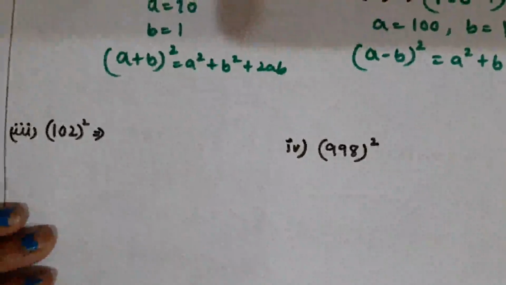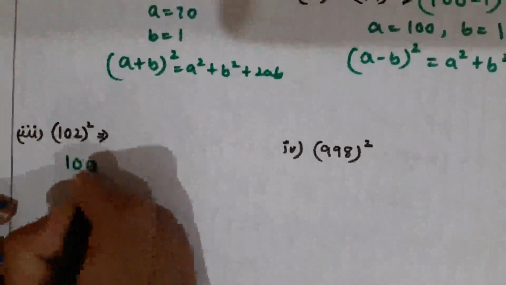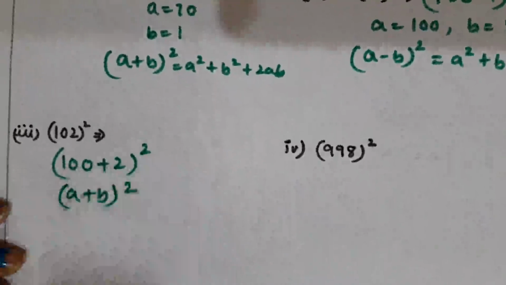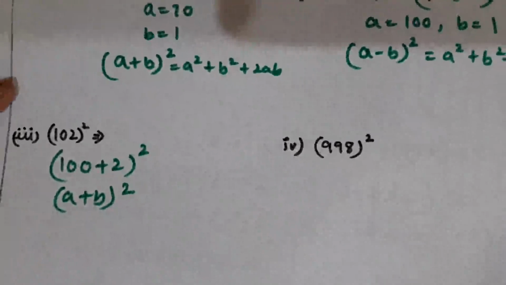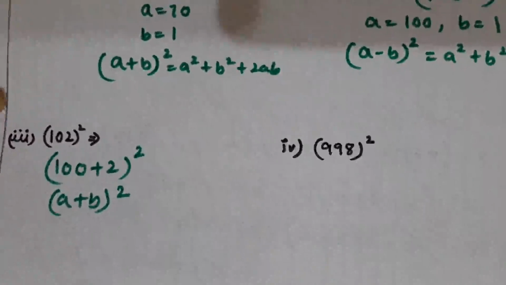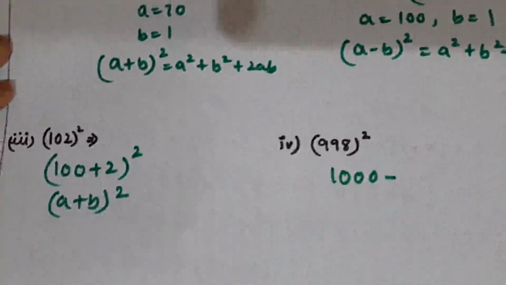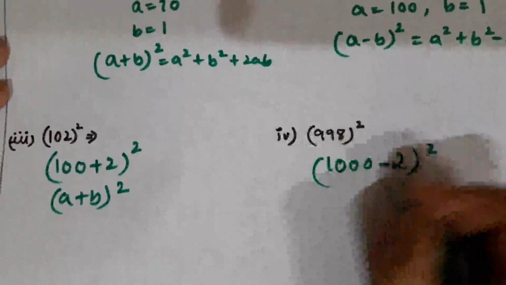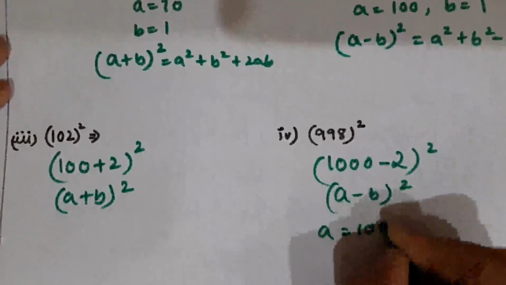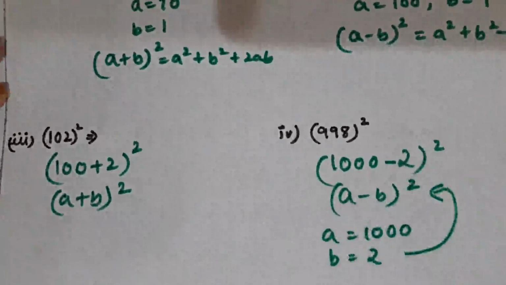Now 102, how can you write 102? You can write (100 plus 2) whole square. Use (a plus b) whole square. Put the values inside the formula, you will get the answer. Then 998, you can write (1000 minus 2) whole square. So for (a minus b) whole square, you can put in the formula. A is 1000 here and b is 2 here. Put these values inside the formula, you will get the answer.